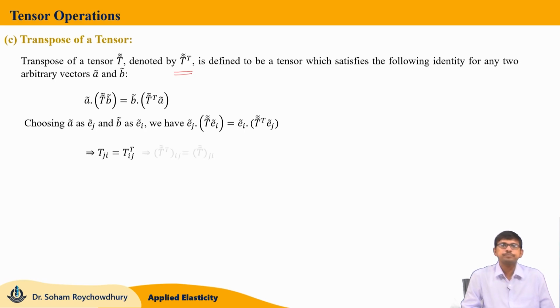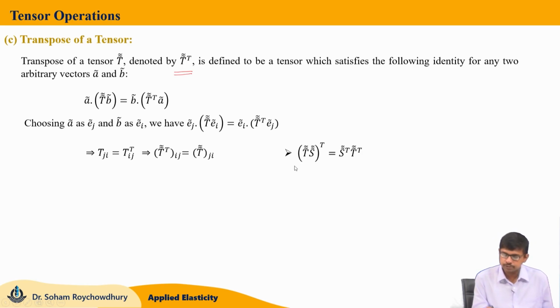So, this defines the transpose of a tensor in components. (T transpose)_ij is equal to T_ji. Basically, here we are flipping the two indices: i is going in the location of j, j is going in the location of i. Also, the transpose of the product of two tensors, (TS) transpose, follows this particular identity: S transpose T transpose. So, (TS) transpose is equal to S transpose T transpose. The order in which these two tensors are appearing on the right hand side is flipped.